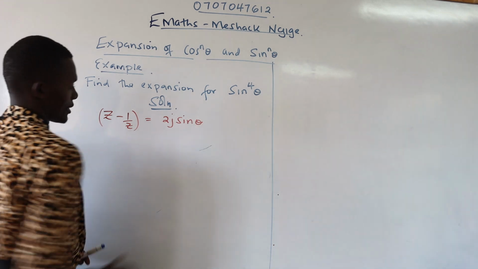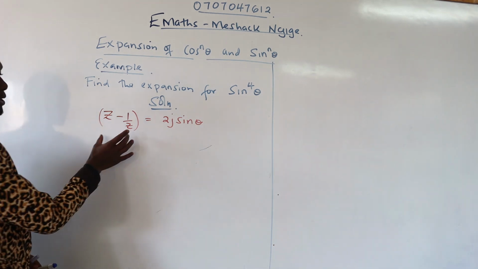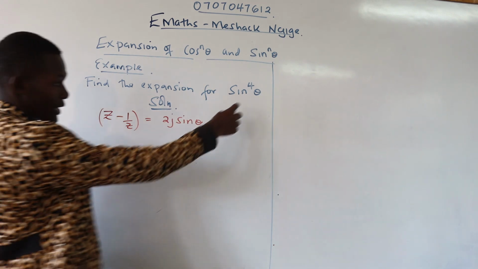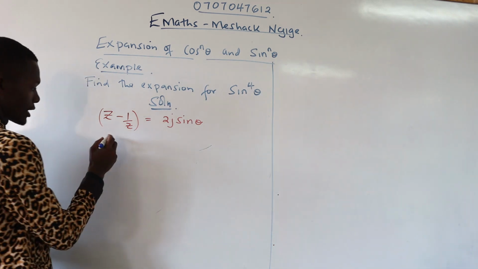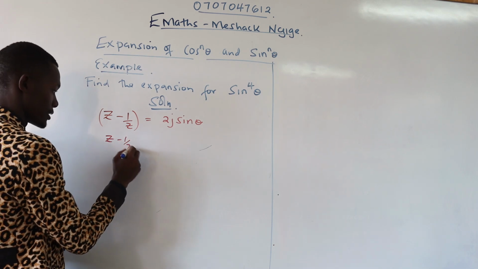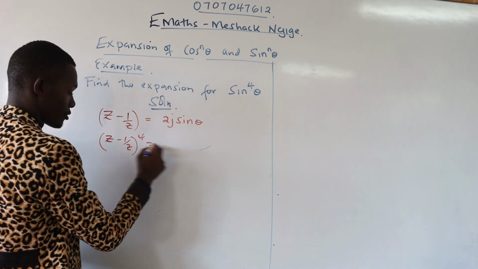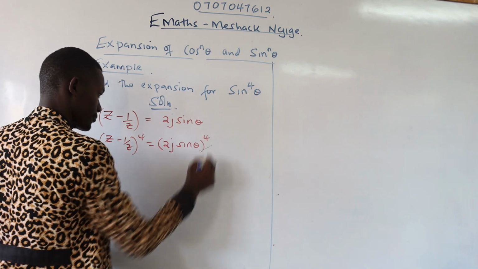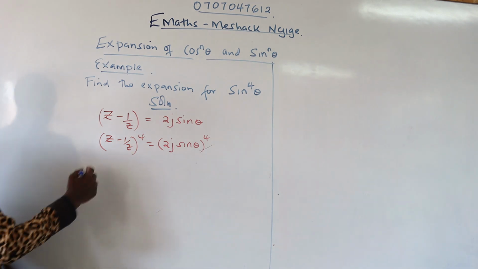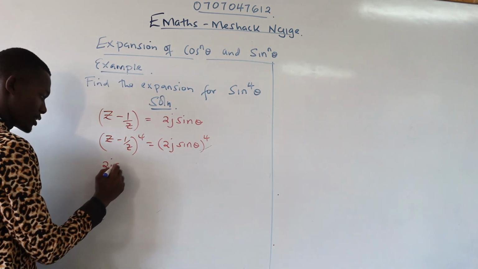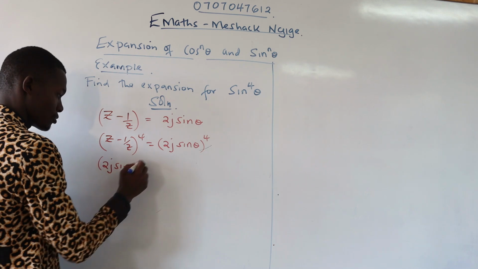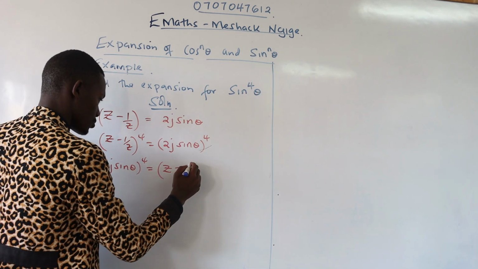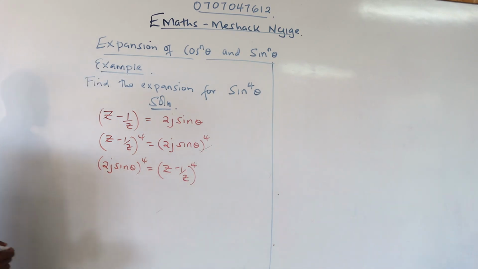Now, what is our n? Now we shall power both sides in regards to the power n. Our n in this case is 4. So we shall have z minus 1 over z to power 4, then we have 2j sine of theta to power 4. So I can interchange this and just have 2j sine of theta to power 4 equals z minus 1 over z, also to power 4.